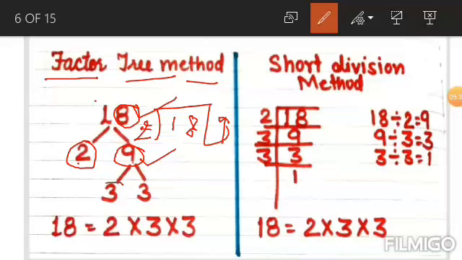Again, we divide 9 by prime factors, that is 3. So when we divide 9 by 3, we get 3. 3 3s are 9. So in this method, we get 18 is equal to 2 multiplied by 3 multiplied by 3. We always write the product of prime numbers in ascending order.